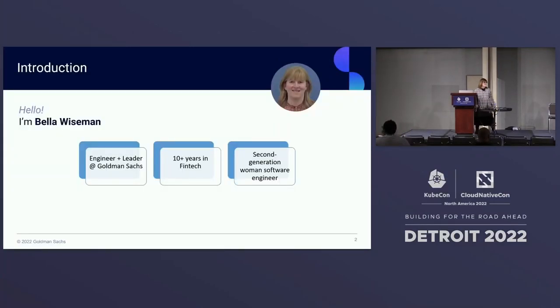So first, a little about myself. I'm Bella Wiseman. I work at Goldman Sachs. I have 10 years of experience in financial services technology. My mother was also a software engineer, so that makes me a second-generation woman software engineer.